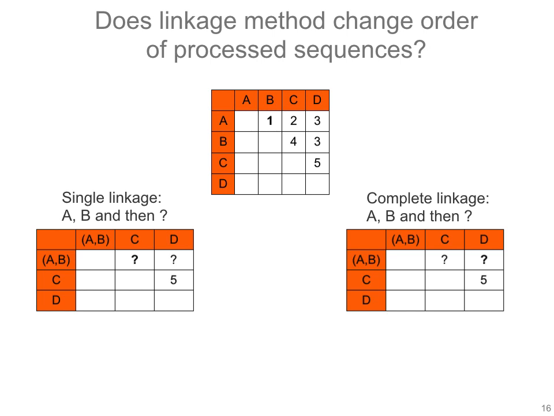Does the linkage method change the order of processed sequences? If you think back, we discussed already that the linkage method can have an influence on the tree that is being generated. And we had a simplified example in one of the previous lectures in which we were able to generate 2 different topologies of trees without changing the original data, but just changing the linkage method that we used in the clustering.